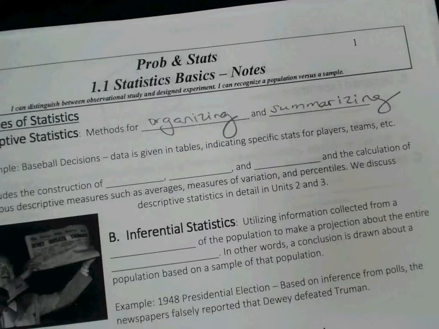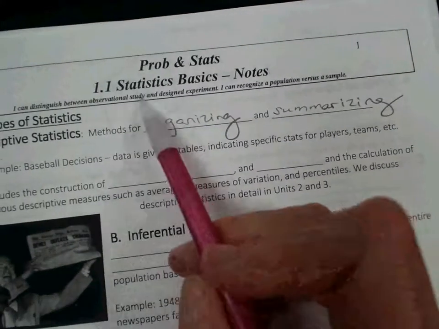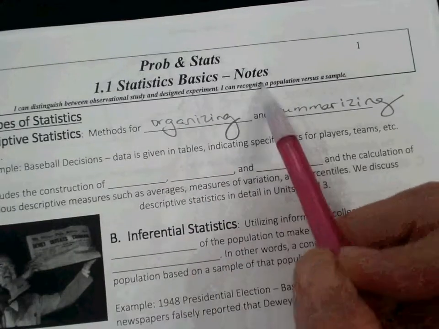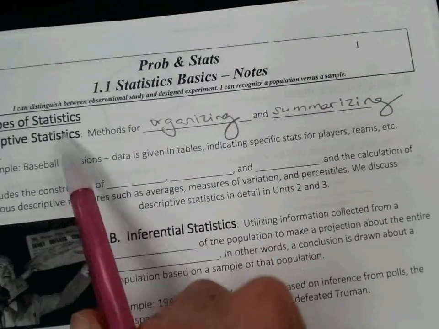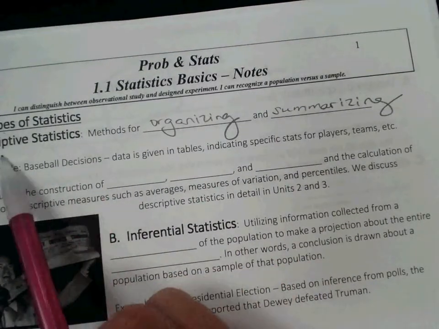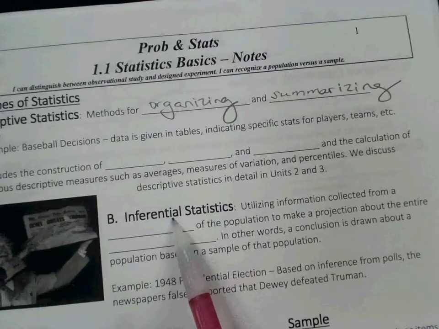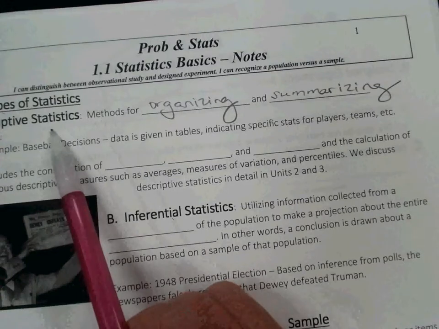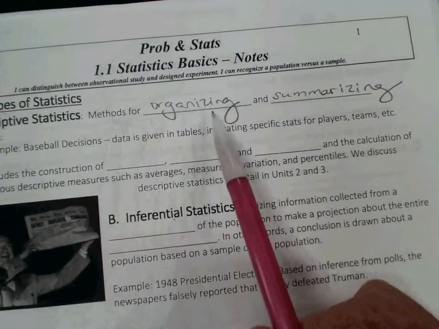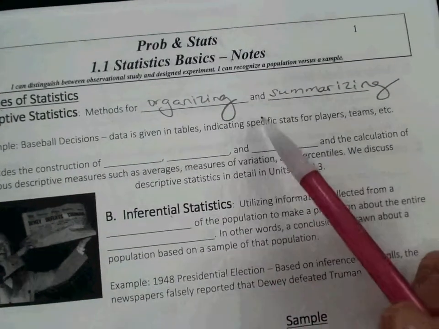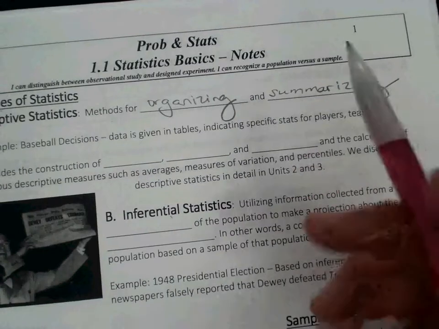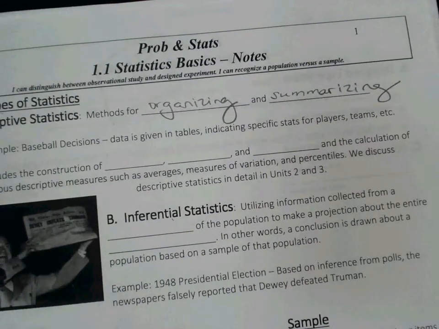So this is 1.1 statistics basics notes, and we're talking about two types of statistics, descriptive and inferential. Liberty just told me to fill in these blanks with, for descriptive statistics, methods for organizing and summarizing information. Here's an example. Baseball decisions.